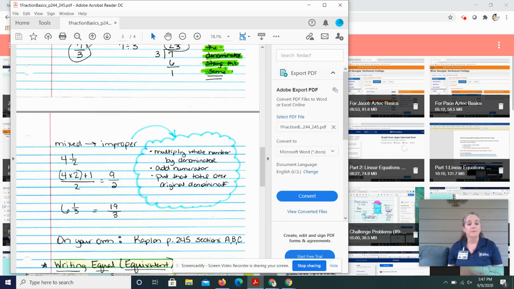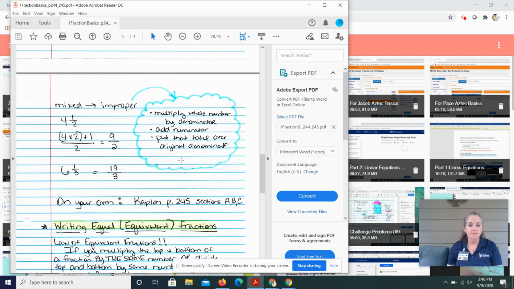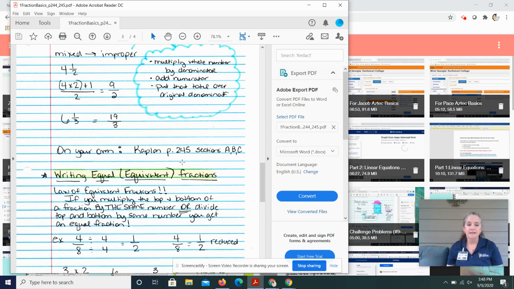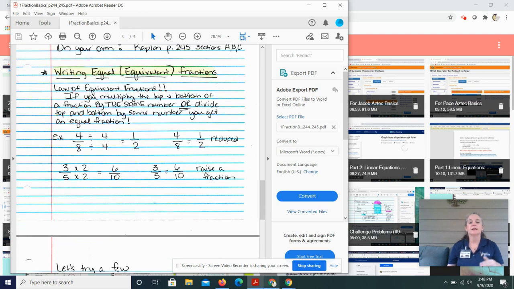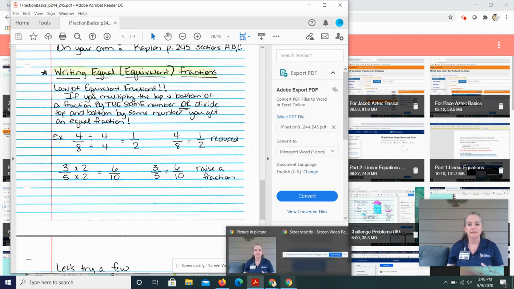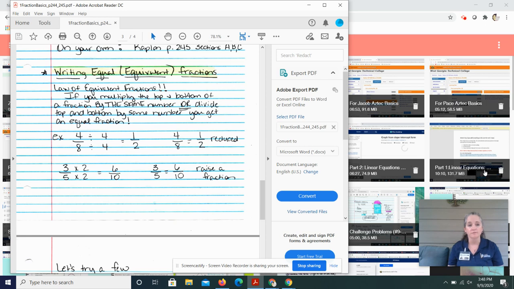Okay, so I think y'all did well on that. Let's come down here. The next section we're doing is writing equal or equivalent fractions. When you say the word equivalent, it is just a fancy word for equal, okay?